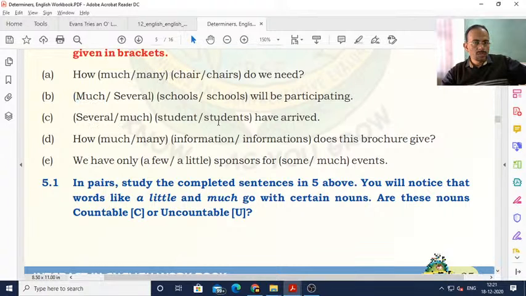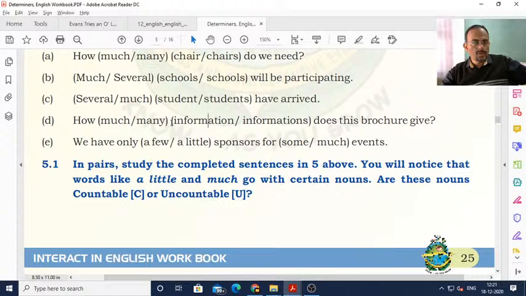Several, much, students have arrived. So several students have arrived. Several is always plural. Remember, several is a determiner which is always plural. Therefore, several students have arrived. It cannot be student. Several is plural, so the noun should also be plural. Then how much, many, information. Information is always singular. We cannot say informations, we have to say information. Therefore, as it is singular and uncountable, it is how much. How much information does this brochure give?